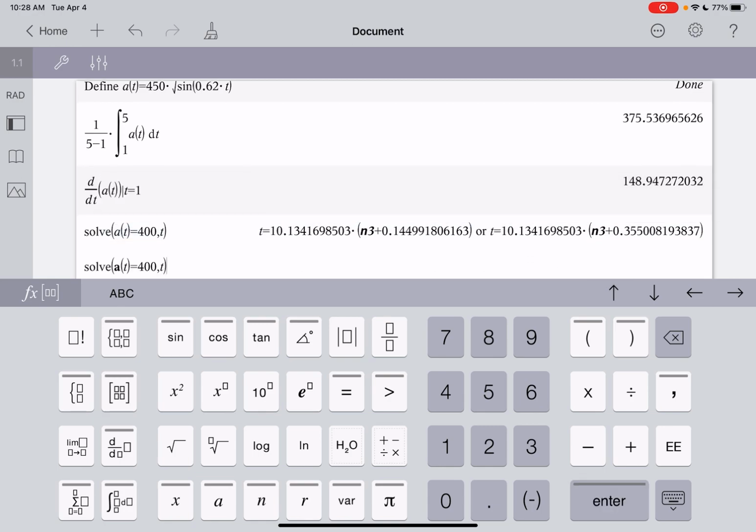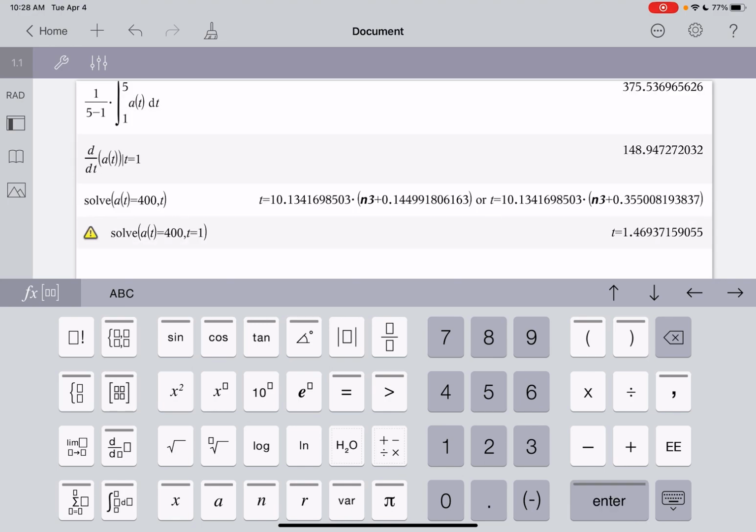You can ask it to find a specific solution close to a value. So I'm going to tell it now to solve this for something close to t equals 1. What that's going to do is give me only one solution here, the one that's closest to t equals 1. So there's that number of 1.469 blah, blah, blah. So that's what we were kind of looking for.